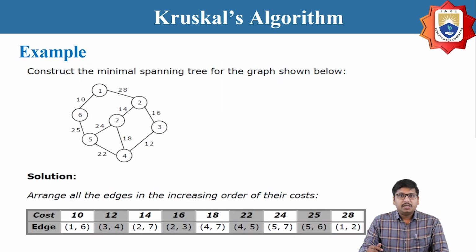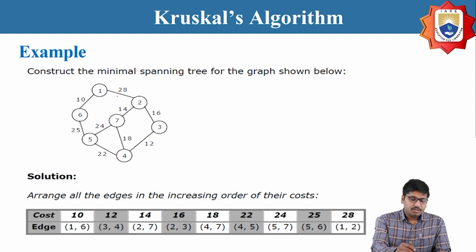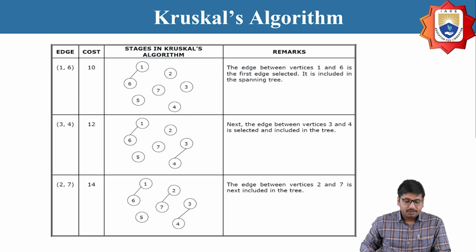So consider another example here. Consider a graph. Arrange the weights of this graph in ascending order in such a way that we can insert the edges one by one, starting with the smallest one in the graph. So the first one is 10. So 10 is going to be inserted in the graph. And next one is 3, 4. So 3, 4 is inserted. And next one 2, 7 is inserted.